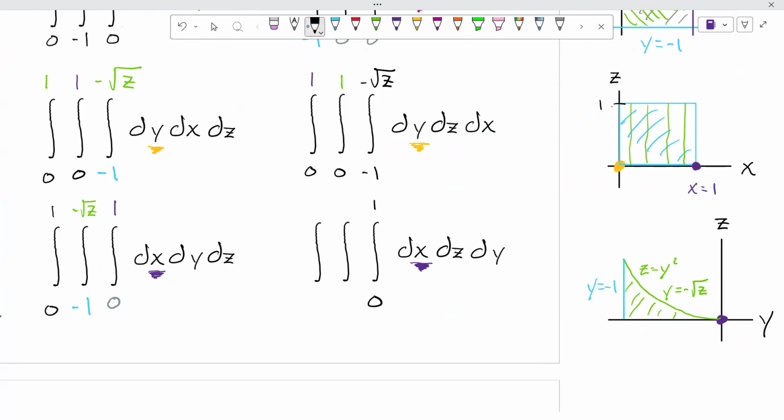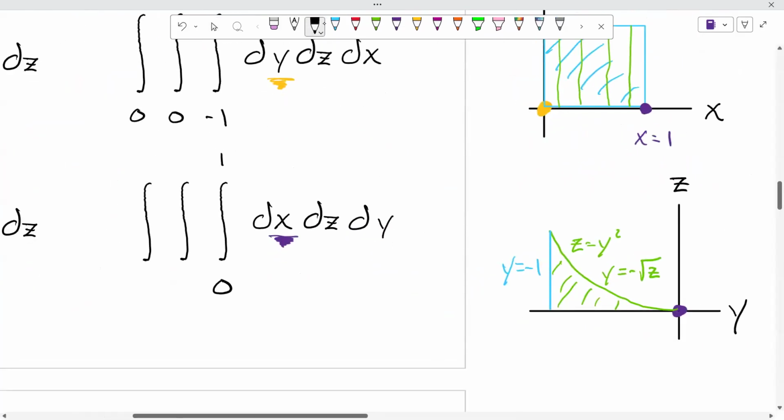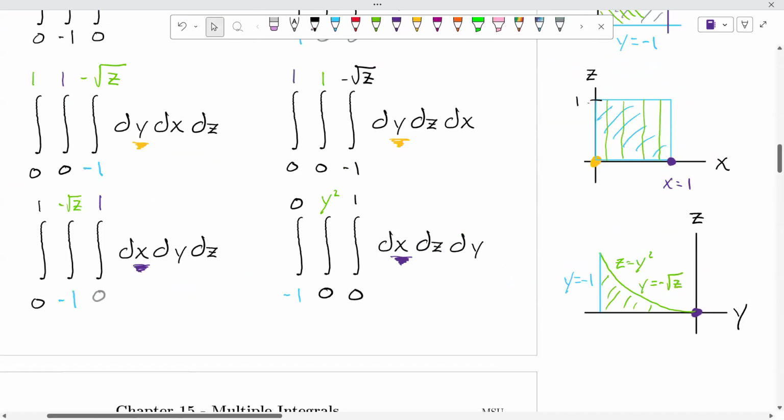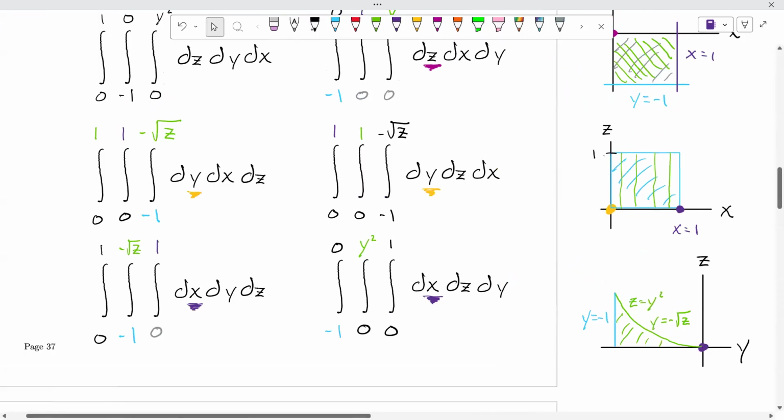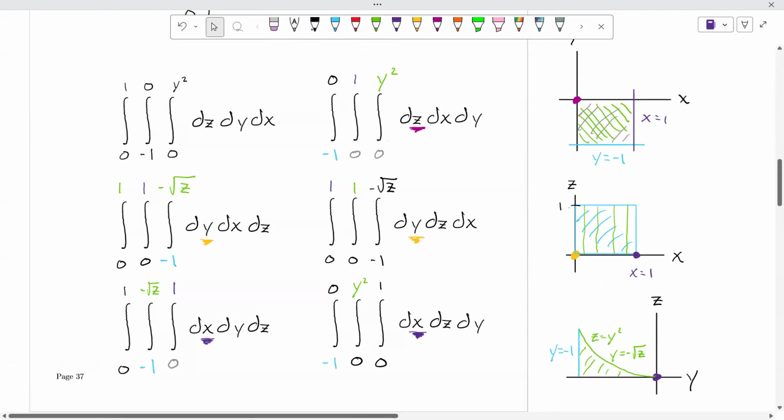And if I've got to do it in the other order, I'm doing z first instead of y. Its lower bound is 0 with its upper bound being y squared. And then y goes from -1 to 0. Cool. So to try to put all those on screen at once, here they are.